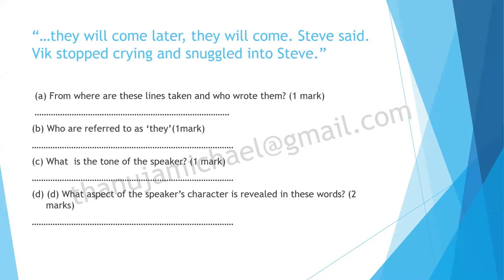Part C, okay. So here part C: what aspect of the speaker's character is revealed in these words? When you speak about the speaker's character, look at the given context carefully. "They will come later, they will come," Steve said. Vic stopped crying and snuggled into Steve. So a little child snuggling into his father. What does it show? Can he be a strict father? Can he be a caring father? He says, they will come later, they will come.